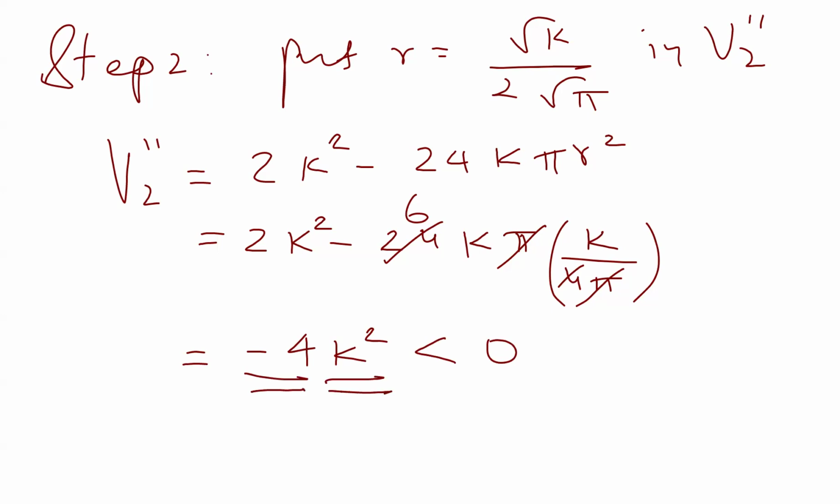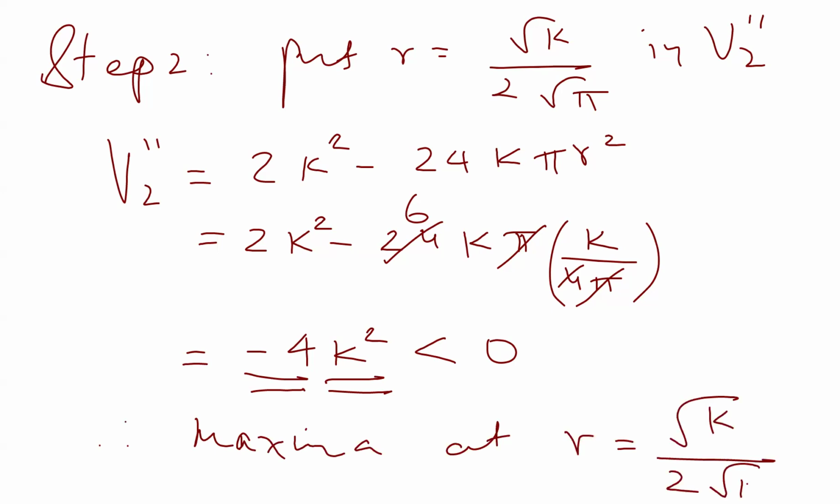See, minus 4 into square. Square of a non-zero number is always positive. And K is not 0. K has a specific meaning in this problem. K is the total surface area. It cannot be 0. So K is positive. Positive number square is positive. Positive into minus 4 is negative. Negative lesser than 0. Therefore, maxima at R is equal to root k upon 2 root pi.